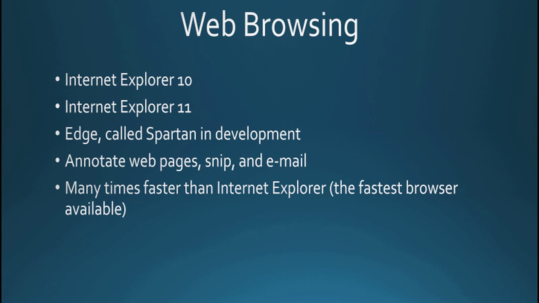For web browsing, Internet Explorer 10 is currently available. Internet Explorer 11 might also be available. And they will be in production for a period of time along with the Edge browser. Edge was called Spartan in development, but in this case, they kept the Edge name. One of the interesting features about the Edge browser is that you can annotate and snip and then push things into email or into OneNote. And currently, Edge is many times faster than current browsers available, and at the moment, it is the fastest one available.